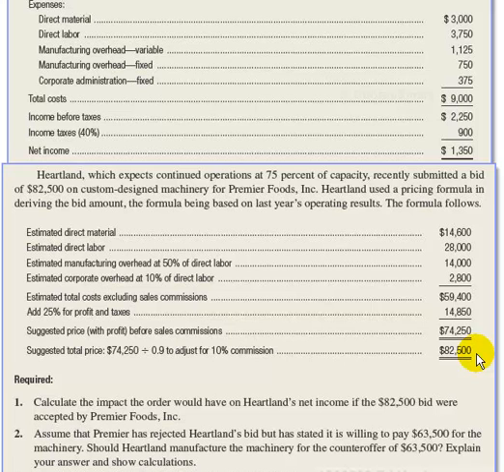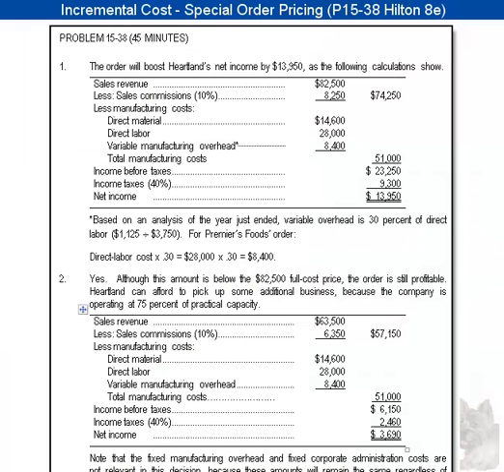Now in requirement 1 they say calculate the impact the order would have on Heartland's net income if the $82,500 bid were accepted by Premier Foods. And let's take a look at that. Okay, now you see on the screen the solution to parts 1 and 2, and let's focus on part 1. The order would boost Heartland's net income by $13,950, and here you can see the calculation.